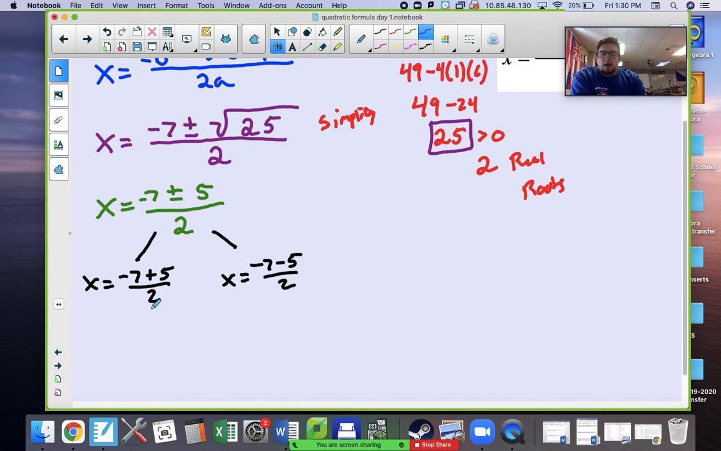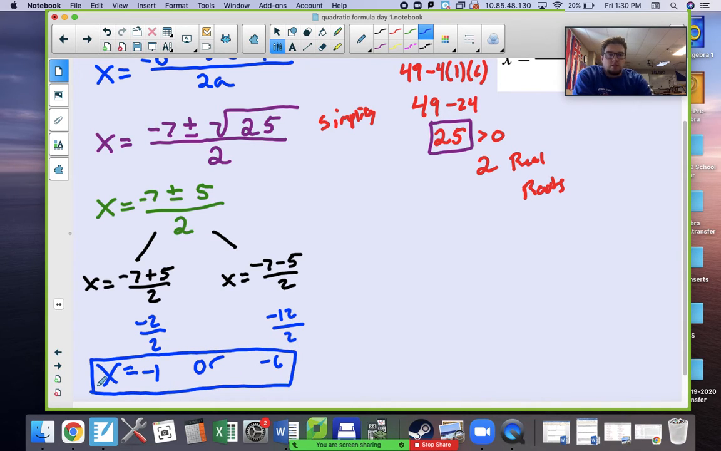With the problem on the left, negative 7 plus 5 is negative 2 over 2. So x is negative 1. On this side we get negative 12 over 2, and we get negative 6. There are our 2 answers for the quadratic formula.